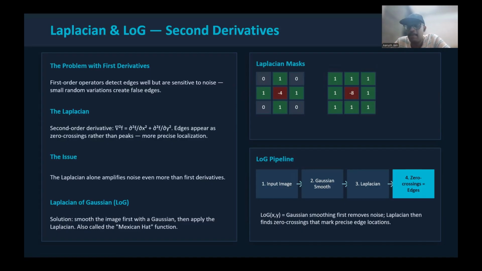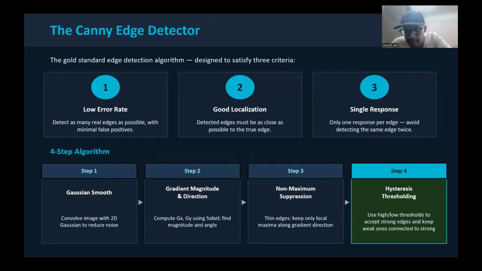But there is a catch as well. The Laplacian actually amplifies noise even more than the first-order operators. So the solution is the Laplacian of Gaussian, or LoG, developed by Marr and Hildreth. The idea is to smooth the image with a Gaussian filter to suppress the noise, then apply the Laplacian to find zero crossings. The combined shape of the LoG filter looks like a Mexican hat, hence its nickname. The pipeline at the bottom is: input image, Gaussian smoothing, Laplacian, and then zero crossing edges. Now, the Canny edge detector.